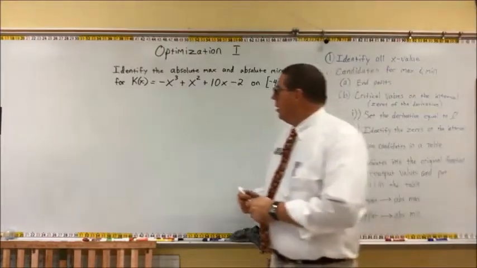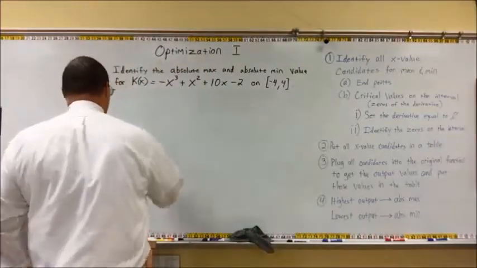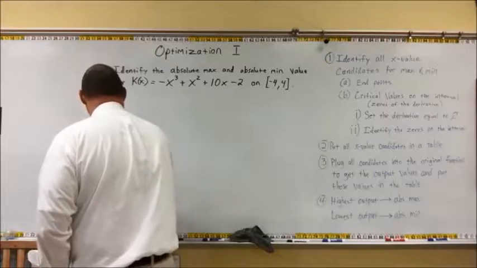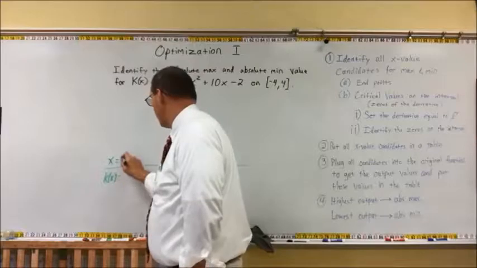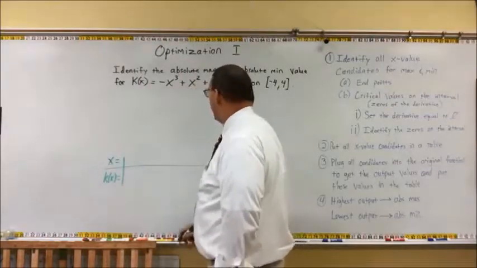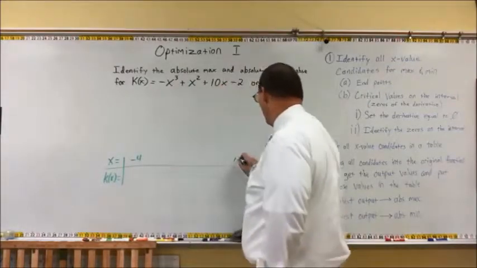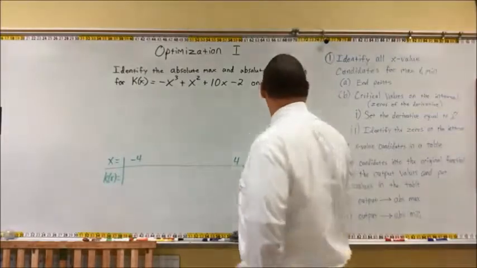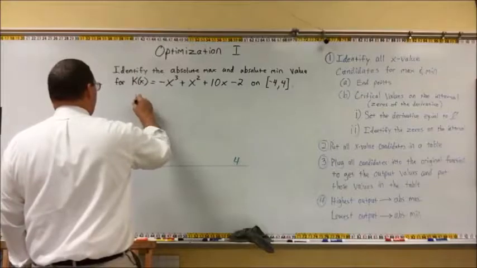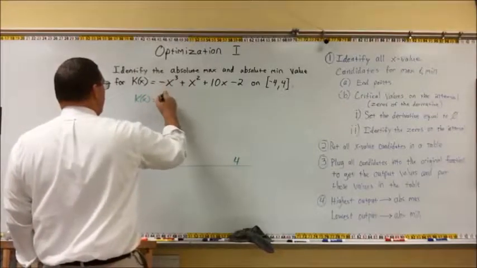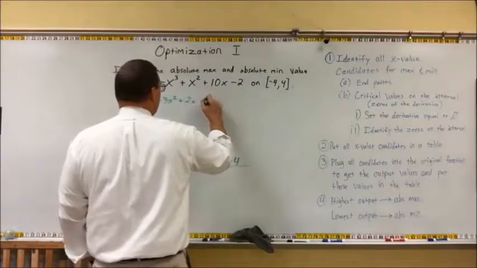Okay, so we need candidates. We need x values that we're going to put in the top of the table, and then on the bottom we'll have our k of x values. So we're just setting up a table here. And we know that -4 is going to be one of them, and 4 is going to be the other one. Now, to find the critical values, we need to find the derivative and set it equal to 0. So k prime of x is going to be -3x squared plus 2x plus 10.